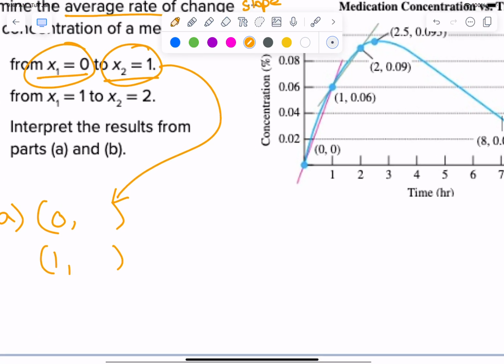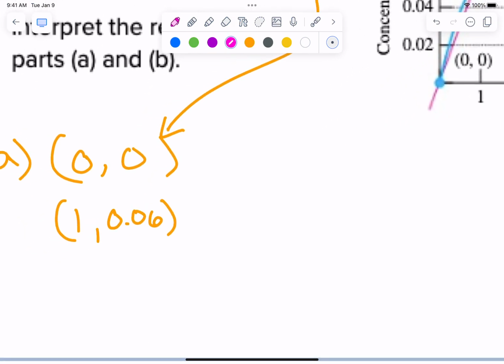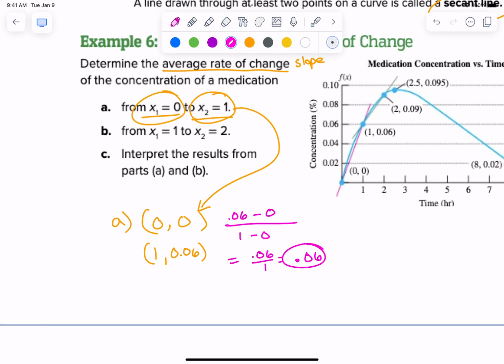0 is at 0. 1 is at 0.06. And then I want to find the average rate of change, which is slope. So y2, 0.06 minus 0 over 1 minus 0, which is 0.06 over 1, which is 0.06. So that is the average rate of change or the slope, 0.06. And that is actually 6% if you want to write it out, because this is concentration, so 6%.